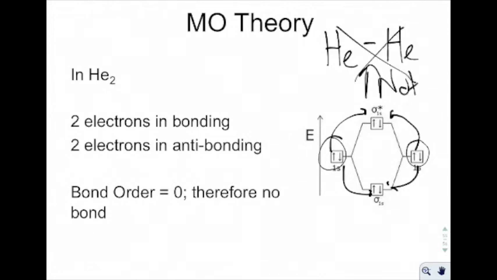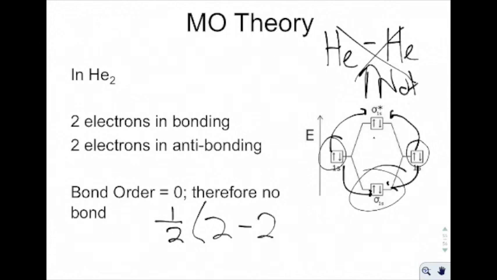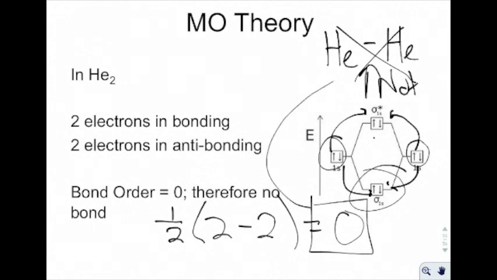That's why noble gases tend to not form bonds with other molecules, because they don't gain anything out of it energetically speaking. Remember, nature wants to lower the energy as much as possible, and that doesn't happen here. So since that doesn't happen, this doesn't actually work. If I were to calculate the bond order, I would say 1/2 of the 2 electrons in the bonding orbital minus the 2 electrons in the antibonding. 1/2 of 0 is 0, so there are 0 bonds that form between these particular substances.